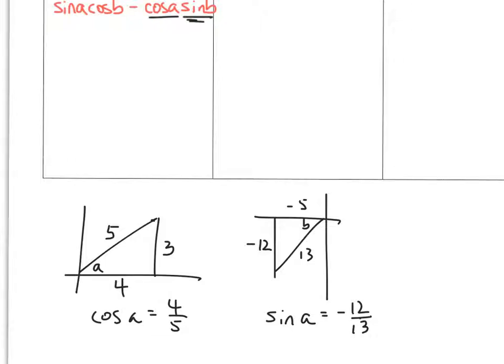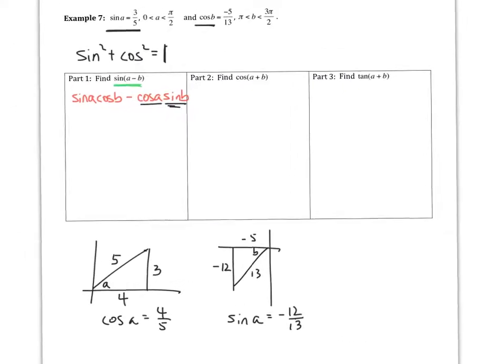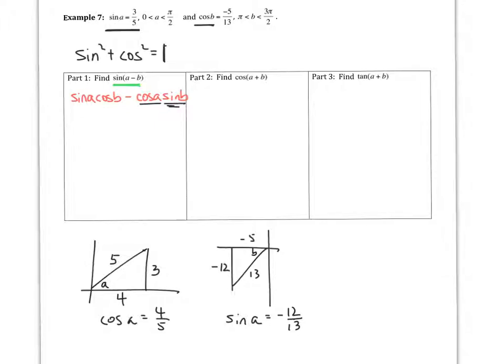So you can use the idea of drawing the triangles, or you can do your sine squared plus cosine squared. And now that you know what all those missing values are, now it just goes back to plugging in. So sine of A, they gave us, is 3/5. Cosine of B, they gave us as negative 5/13. We just figured out that cosine of A was equal to 4/5. And then we figured out the sine of B, whoops, this should have been sine of B, not sine of A. Sine of B is equal to negative 12/13.